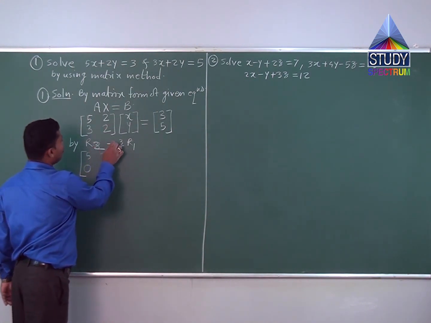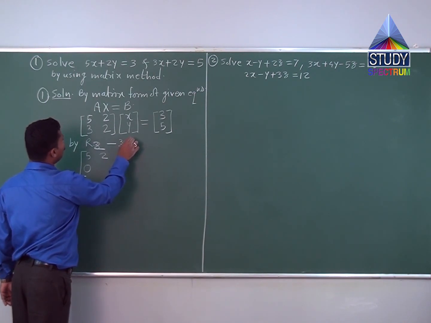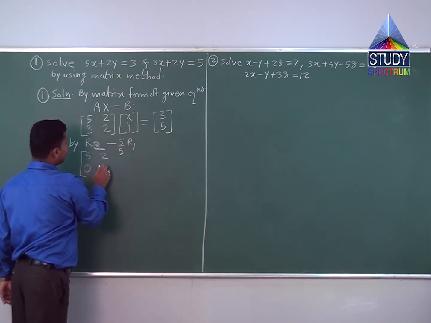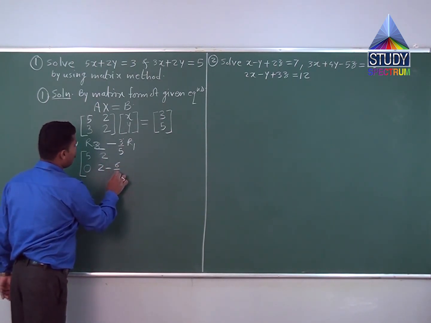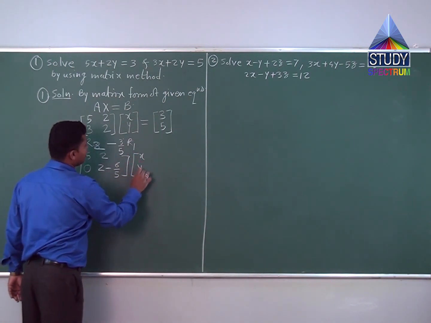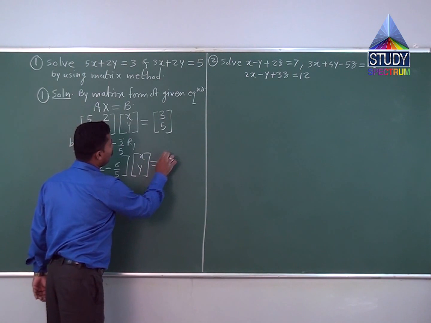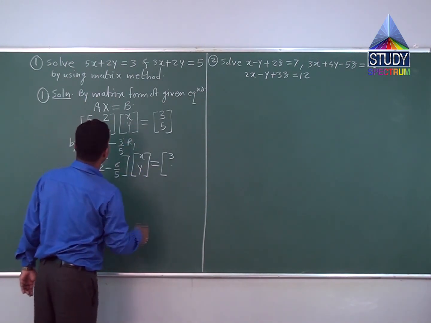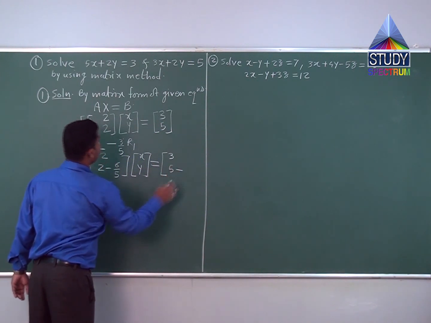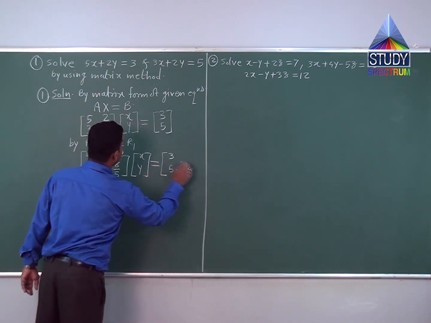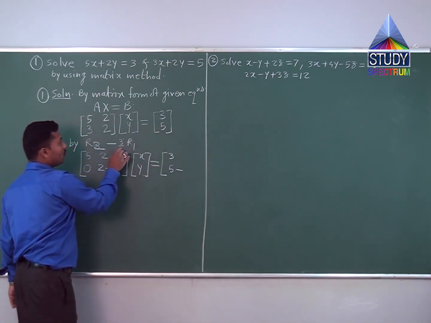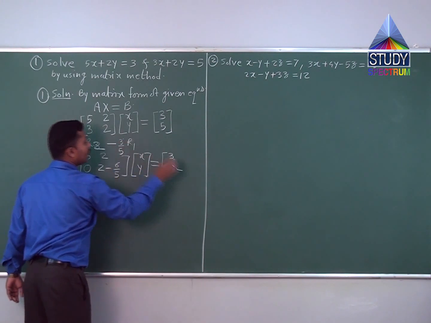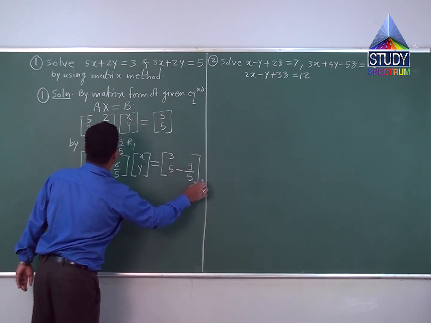Similarly, R2 is 2, so 2 minus 3 upon 5 into 2, R1 is 2, 2 into 3 is 6, 6 upon 5, and here R2 is 2, 2 minus 6 upon 5, into x y as it is, equal to 3, as it is because the change is only in R2. Here in R2 it means 5 minus 3 upon 5 into R1, R1 is 3, 3 into 3 is 9, 9 upon 5.